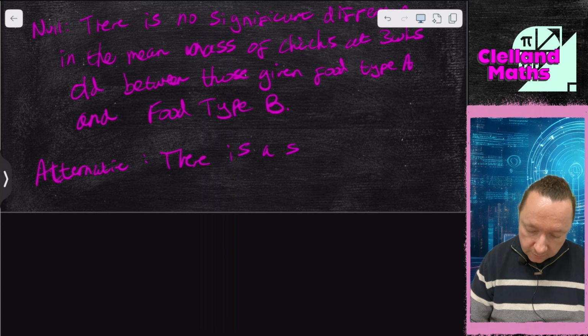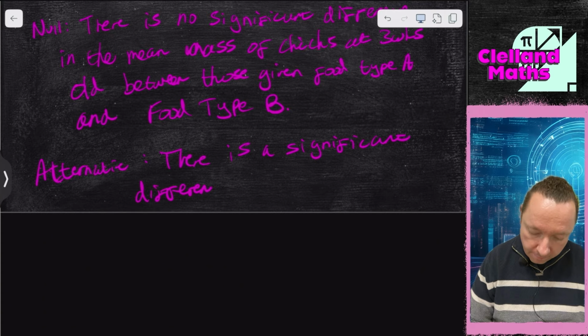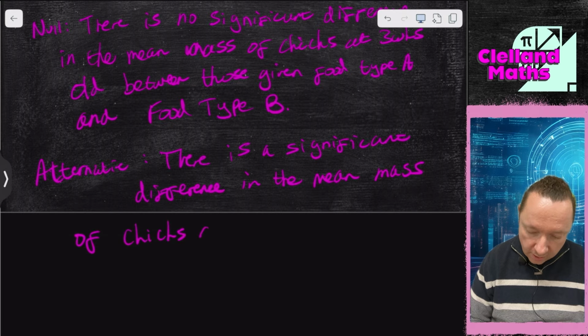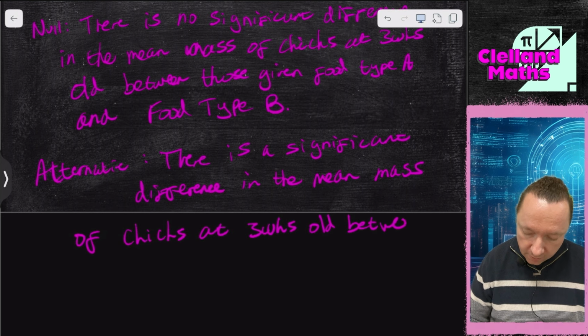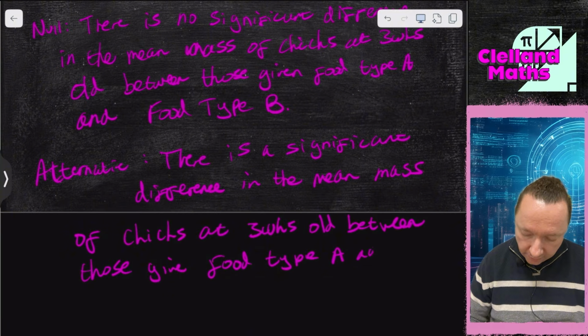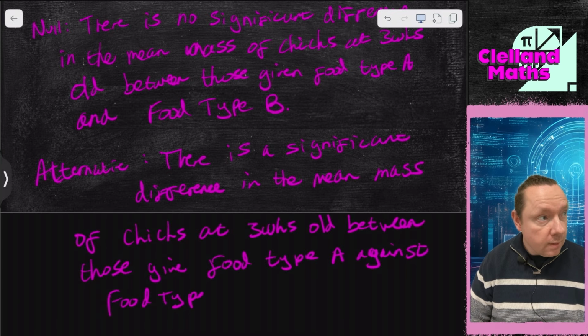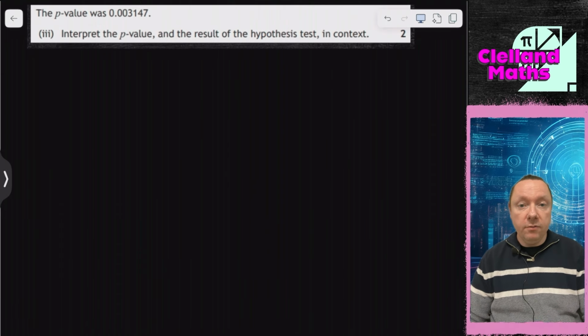There is a statistically significant, or just significant, will be fine, difference in the mean, because we're doing a t-test, mass of chicks at 3 weeks old between those given food type A against food type B. P-value was 0.003147.